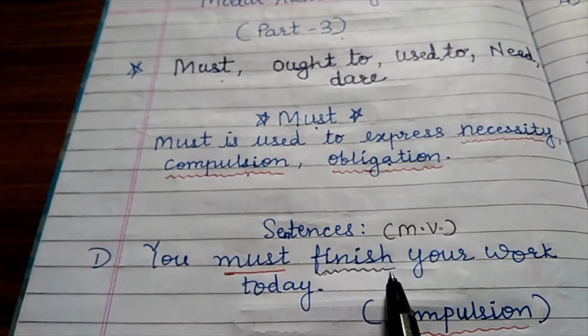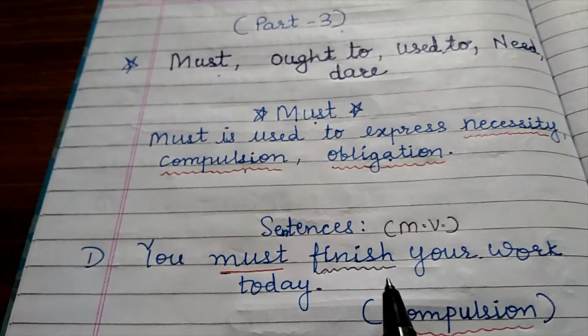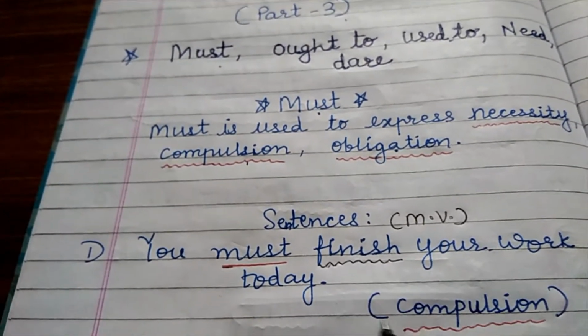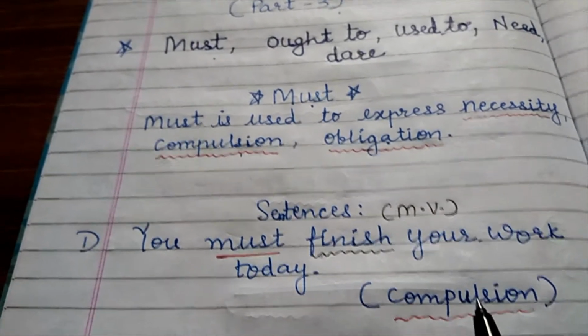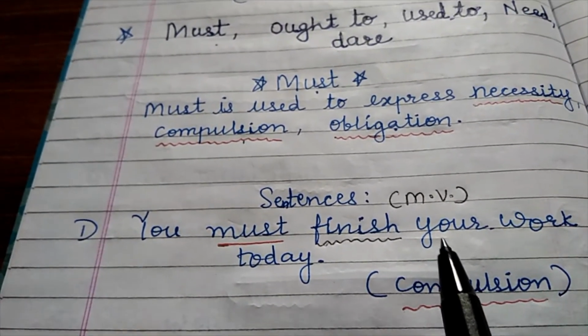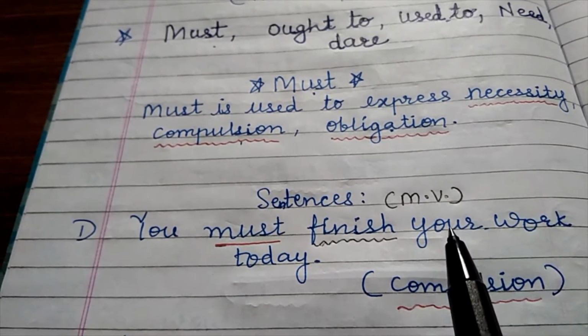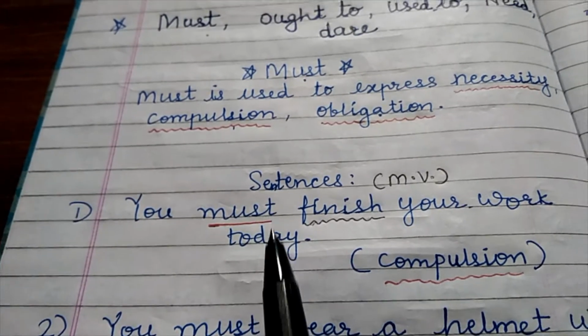You must finish your work today. From this example, you can understand that this is a compulsion. Means compulsion is shown that you must finish your work today. Means it is compulsory to finish the work. So must modal auxiliary is used.